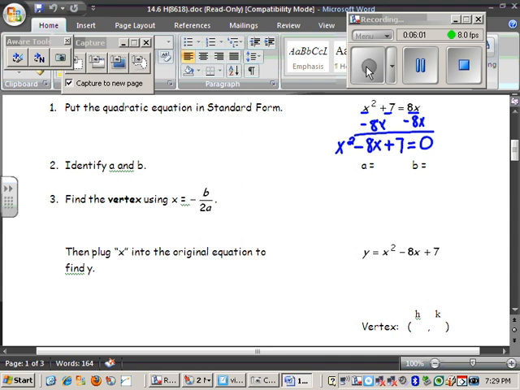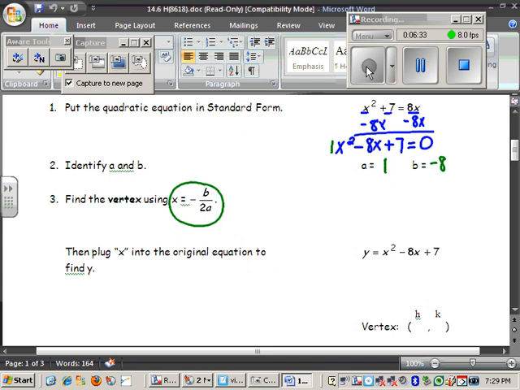The next step is I am going to identify my a and my b value. Here my a does not have a coefficient, nothing that's showing, so I know that coefficient is 1. And my b value is going to be negative 8, the coefficient of just x. I'm going to use this information to find the vertex using the vertex formula. In previous lessons, we learned how to use that formula, the negative b over 2a.